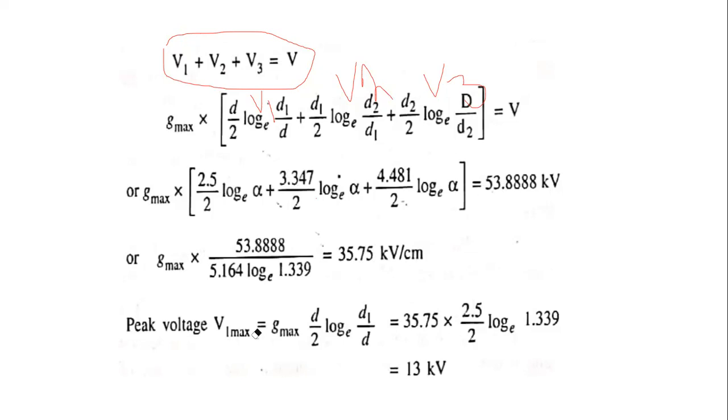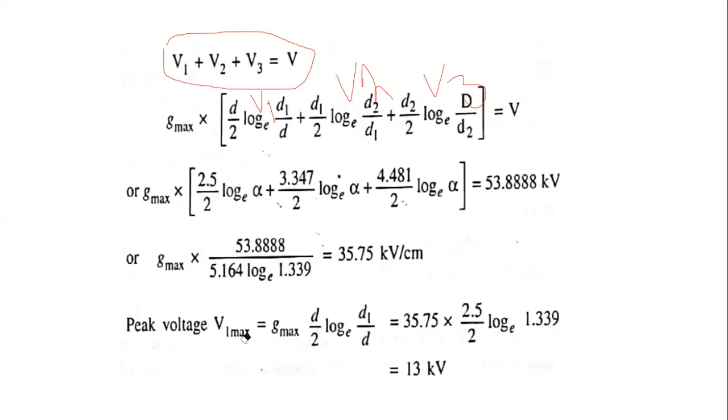Therefore V1 max is equal to G max D by 2 log E D1 by D. By substituting all the values, what is the G max value? 35.75 into D by 2. D is the diameter of the conductor, that is 2.5, by 2 log E D1. D1 is the sheath diameter, that is 3.347 by D. D is 2.5. Then we obtain its value as 13 kilovolts.